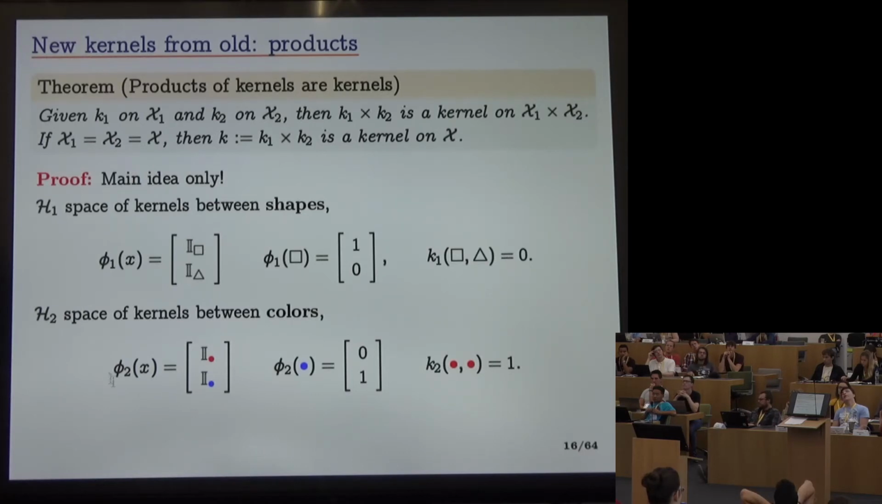I have a second feature space. This feature space is the feature space of colors. Okay? My world only has two colors, red and blue. All right? So again, my second feature space, if I see blue, I put a 1 below, I put a 0 up here. And my kernel between red and red is 1. So I've got two feature spaces, I've got two kernels, I want to combine them, and I'm going to combine them by taking the product of the kernels. So let's show that this is a valid kernel.